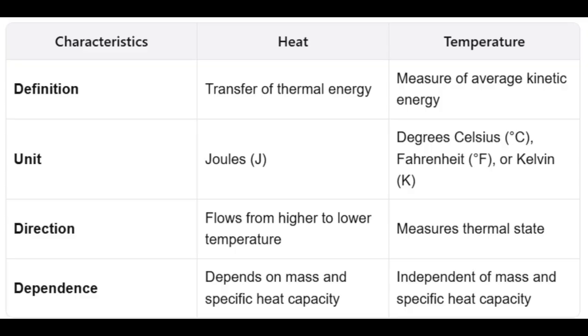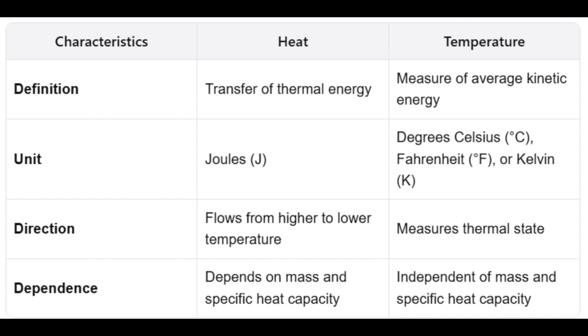Let's highlight four key differences between heat and temperature. So, the first one is about definition. Basically, heat is a transfer of thermal energy from one body to another. It's the flow of energy that occurs when there is a temperature difference between two objects. On the other hand, temperature is a measure of the average kinetic energy of particles in a substance. It tells us how hot or cold something is.